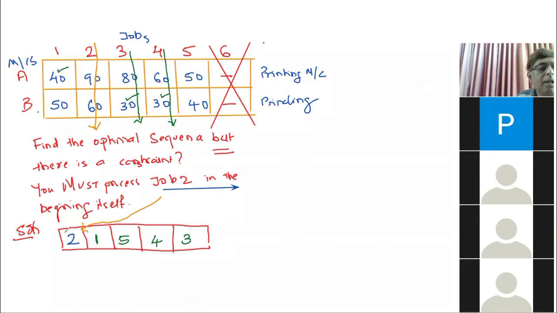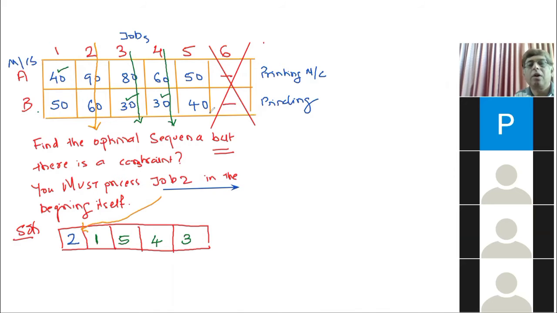I have written here 2. So the other 4 sequences I have got. Let me now find out what is the total processing time. Okay, so let me draw the chart. So I got one answer. Now I'll go for solution number 2.